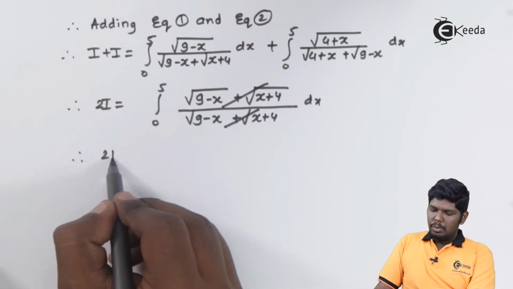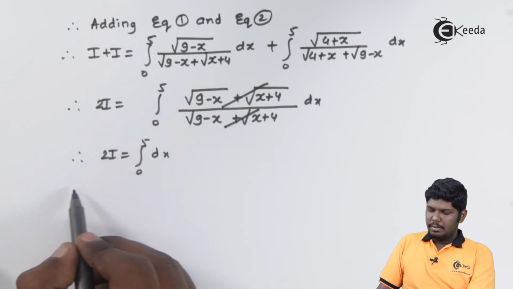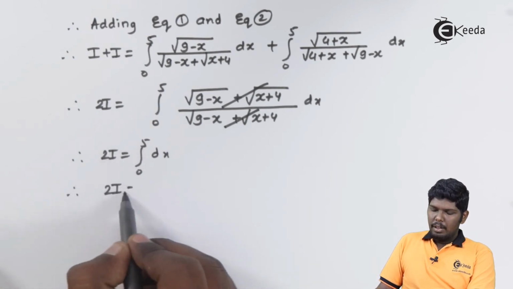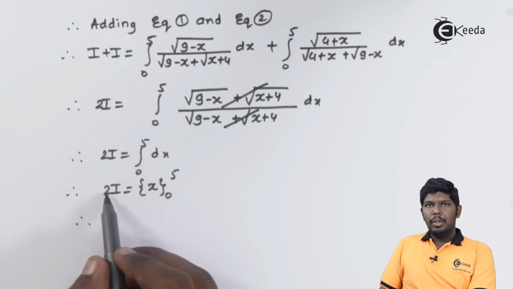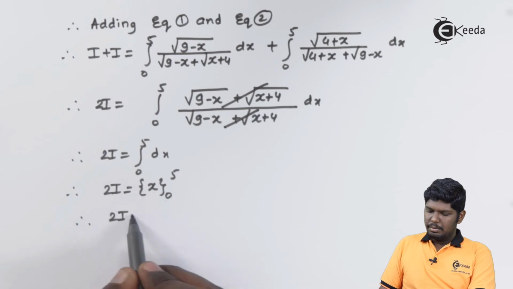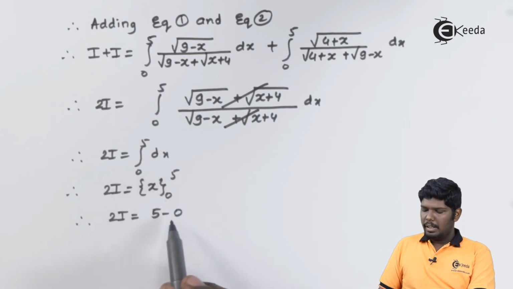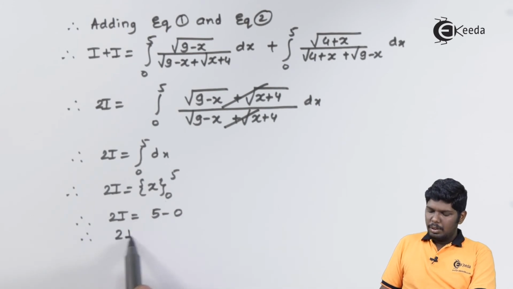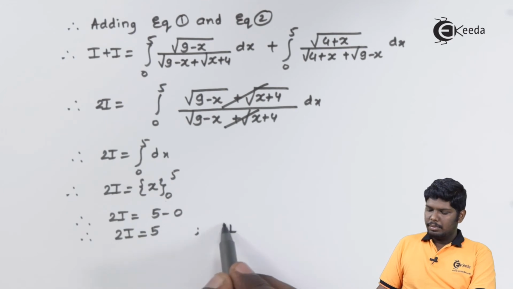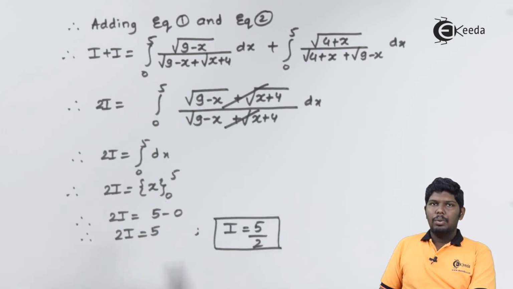This will give you 2I is equal to integral 0 to 5 dx. This will give you 2I as x within limits 0 to 5. So we have x as upper limit minus lower limit, that is 5 minus 0. 2I will be 5, and therefore I will be 5 upon 2. This is our final answer.